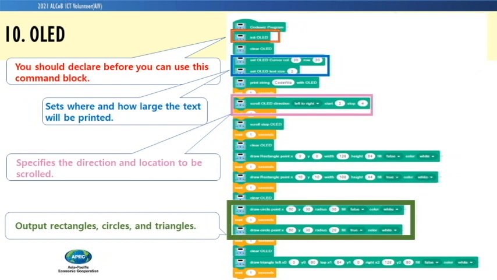OLED can easily show text, shapes, and images, etc. using code blocks in Coding School. Outputs text to the OLED and moves the printed text from left to right. Output rectangles, circles, and triangles. Let's see how it actually works.